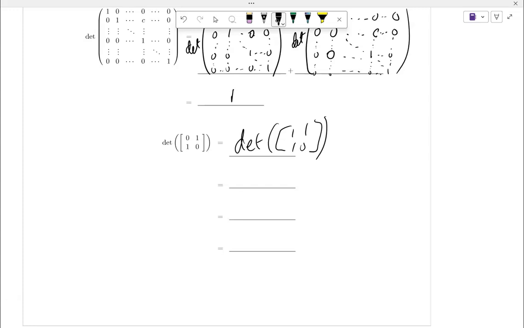Now let's do negative row 1 added to row 2, replace row 2. Negative row 1. So again, let me write down what we did here. We did row 2 plus row 1, replace row 1. Now I'm going to do negative row 1 plus row 2, replace row 2. What does that do to the determinant? Nothing. What matrix do you end up with?